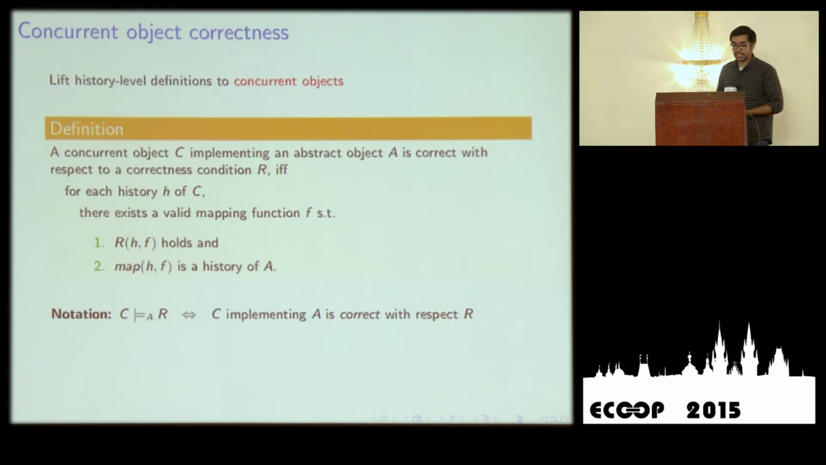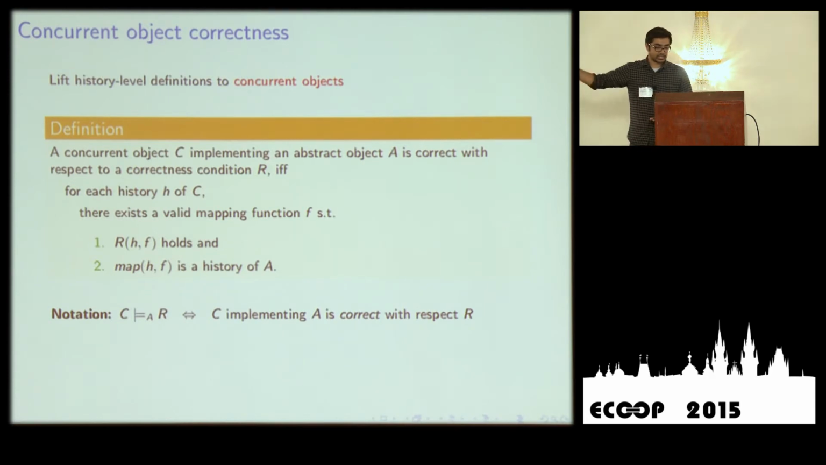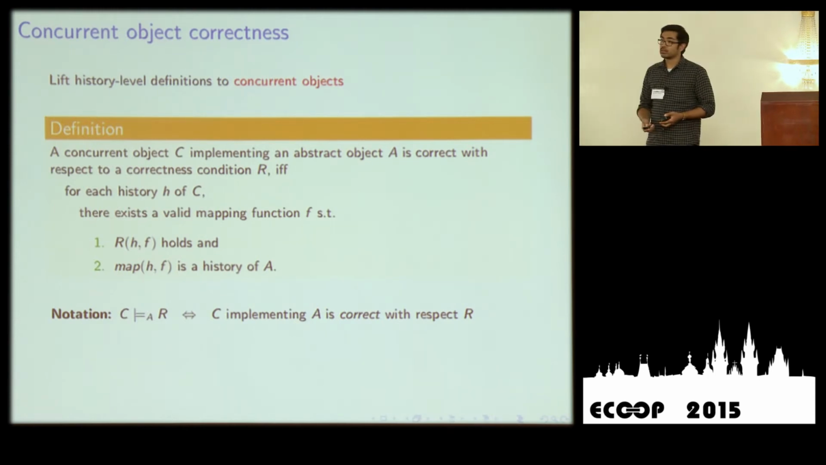I'll just introduce some notation, this turnstile notation, which is basically a notation for that definition. It says that C implementing A is correct with respect to R. Yes? You say there exists a valid mapping function. Could it not be that there is a valid mapping function, but lots of other ones that don't satisfy these conditions? Would you want to say that for all valid mapping functions? No. You just need to find one.